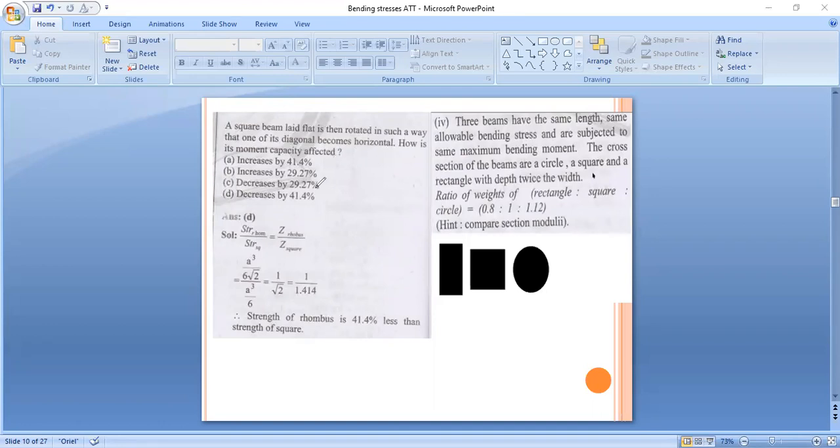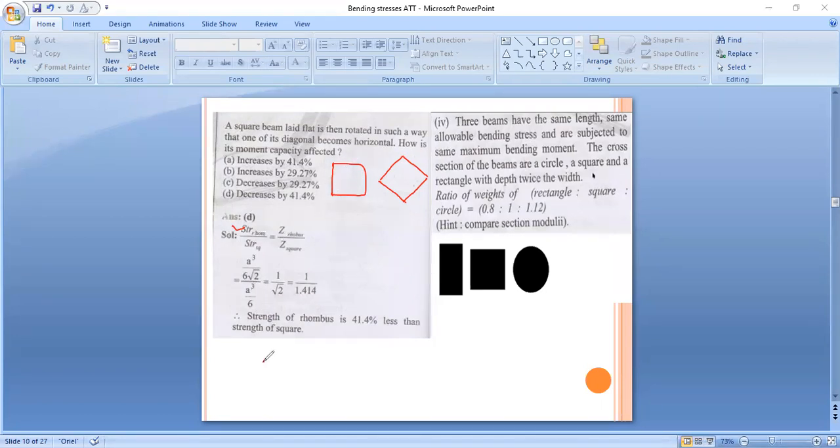Okay, here two different shapes are given. One is a square and the second is a rhombus. Now we have to find out a ratio between these two. So first we will consider strength for rhombus divided by strength for square, which is equal to section modulus for rhombus divided by section modulus for square. Section modulus for rhombus is a cube upon 6 square root of 2, and section modulus for this square is a cube upon 6.